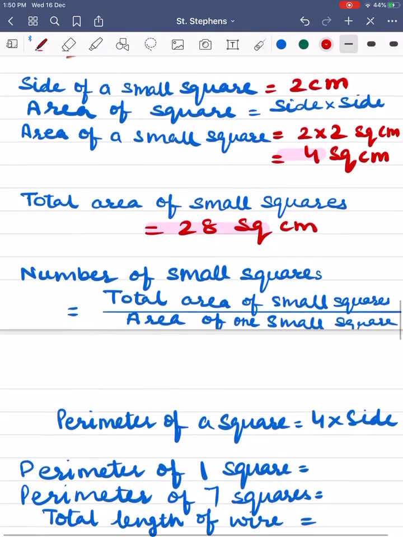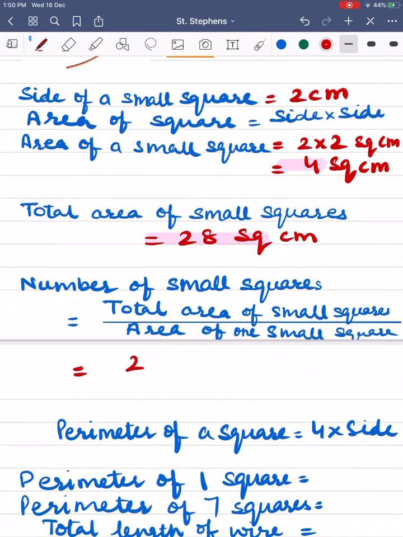So here we get 4 ones are 4, 4 sevens are 28. So we get 7 squares.